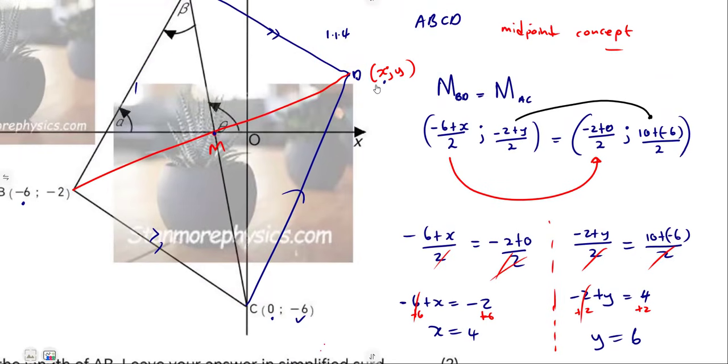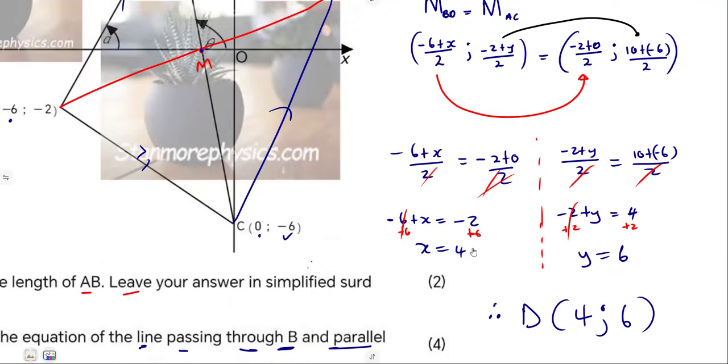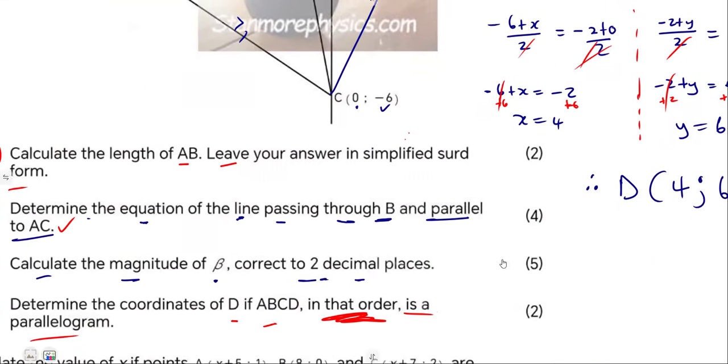So we have got the x value and the y value for the point D. Remember, that is representing the point D. So therefore, our point D, the x value is 4. The y value is 6. Just like that. So you see, guys, how do you play around this? This is just the midpoint concept that you're simply going to use.